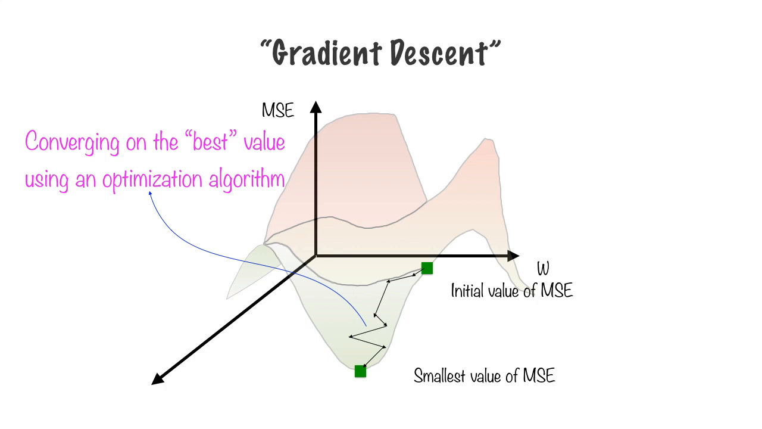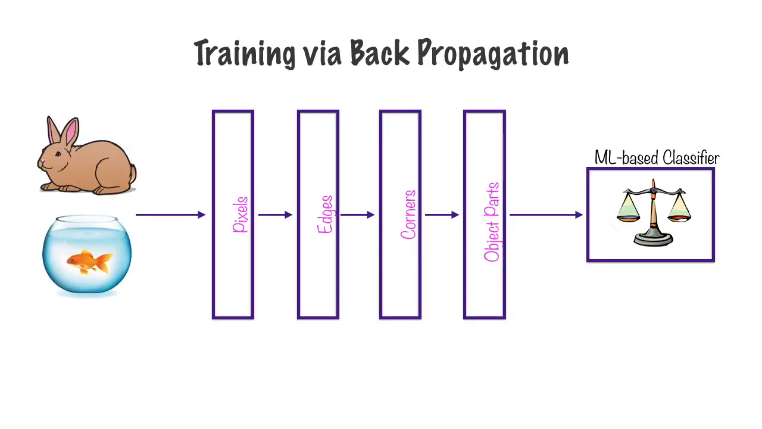A neural network is, of course, far more complicated. We're not dealing with a single neuron, we're dealing with thousands of neurons spread across multiple layers. But the basic process of training a neural network is the same. We still use gradient descent optimization, but this time we apply it using a technique called back propagation.